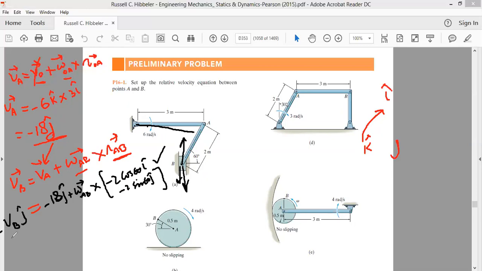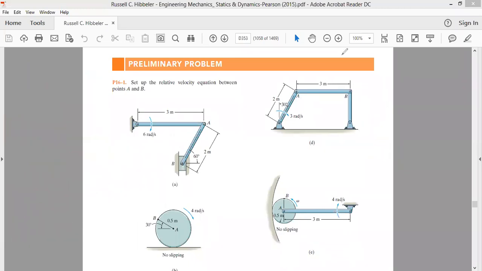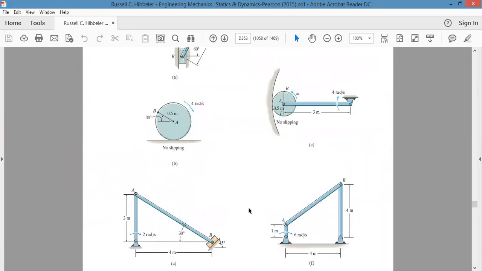This is how we have to write the velocity equation, and if you want, you can even solve this equation to obtain the value of VB. This is how you have to set up the velocity relations. Similarly, we have to set up the velocity relationship between point A and point B. First of all, find the relationship of point A with respect to point O. Then set up the velocity relationship between point B and point A. This is how you have to do these types of questions. I hope you can solve as many of these as you can, and write the velocity equation for these questions.